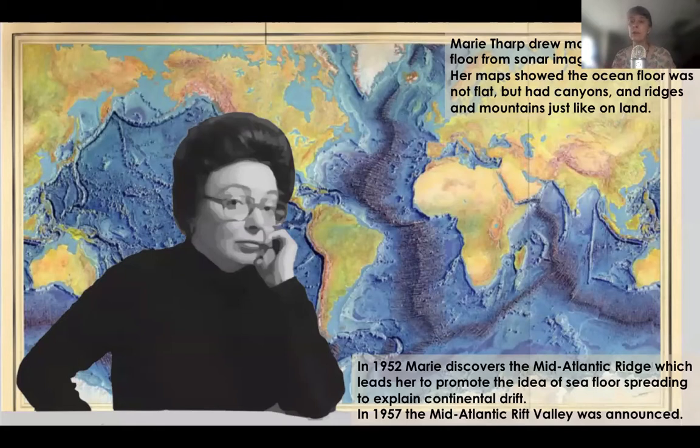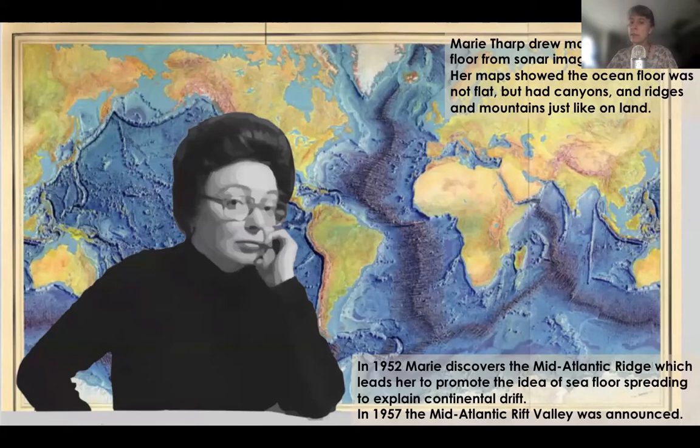And her map showed that the ocean floor was not flat like people had always imagined it had been, but there were canyons and ridges and mountains, just as impressive as what we find on land. So by 1952, Marie had mapped out a Mid-Atlantic Ridge. And she was also thinking with her friend Bruce about some of the new theories that were coming out surrounding this crazy hypothesis about plate tectonics.